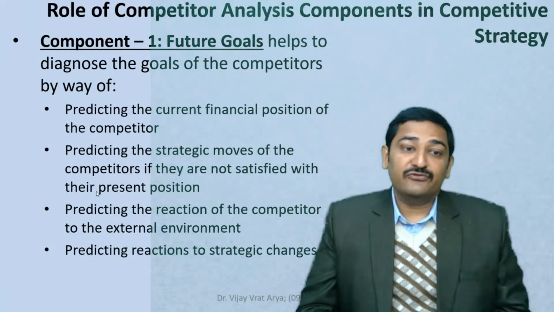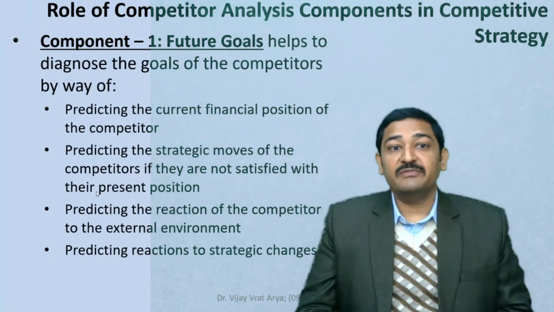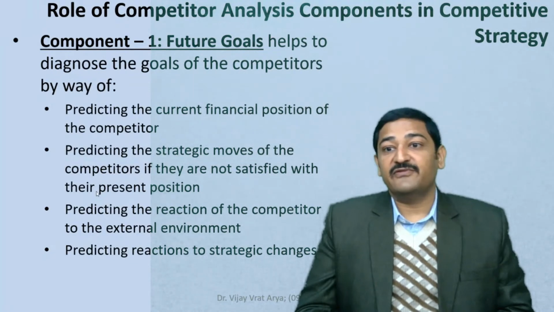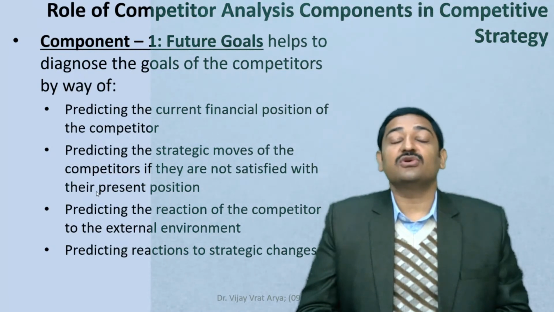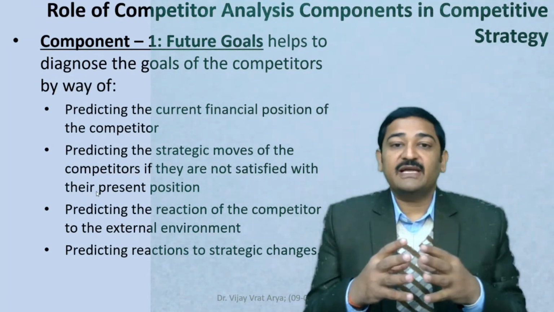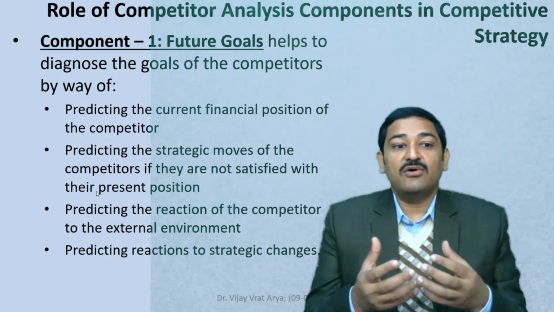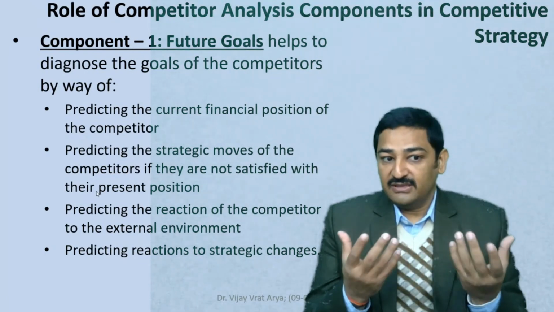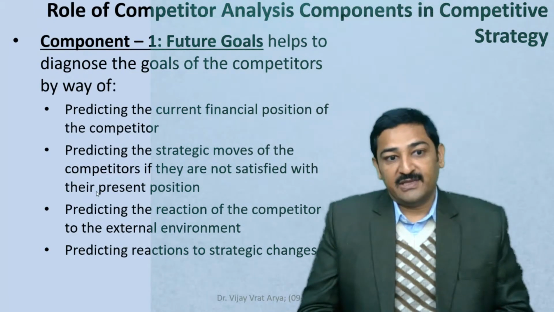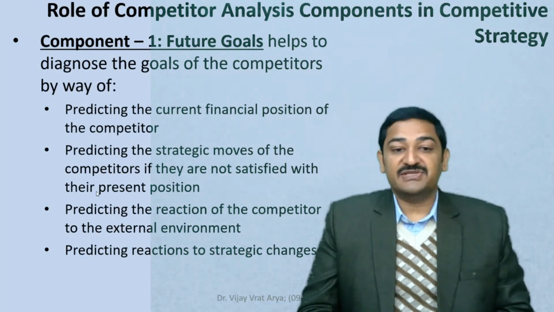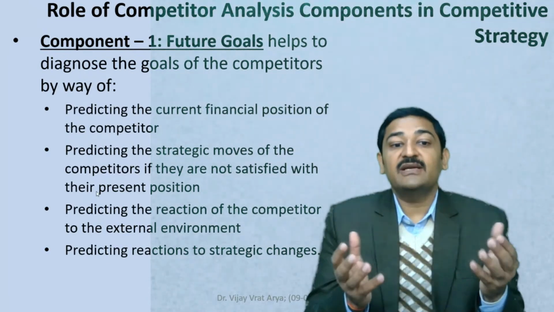Now, considering these four components, we need to identify the major role from the perspective of the competitive strategy. Therefore, the first component to be considered here is the future goals. This particular component helps to diagnose the goals of the competitor by way of four major parameters. That is by predicting the current financial position of the competitor. Second, by predicting the strategic moves of the competitors if they are not satisfied with their present position.